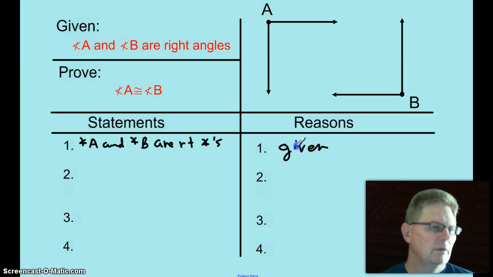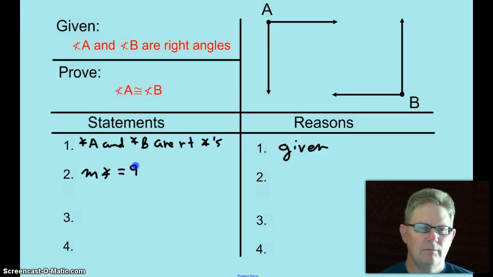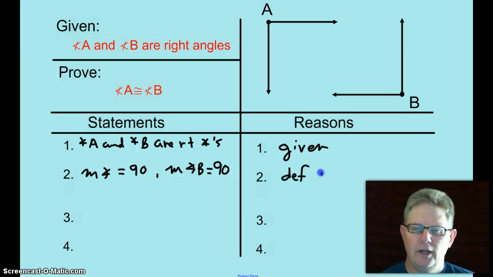What do you know about right angles? Seriously, what do you know about right angles? Yeah, they have a measure of 90. So, statement number 2, the measure of angle A equals 90, and the measure of angle B equals 90. Why? It's because that's the definition of right angles. Angles that measure 90 degrees.